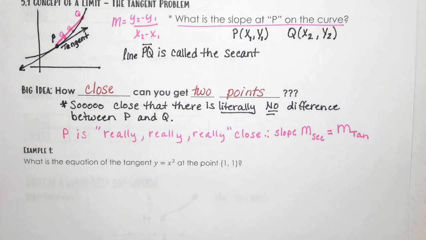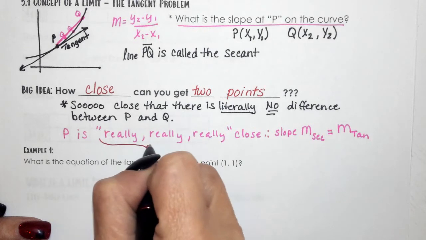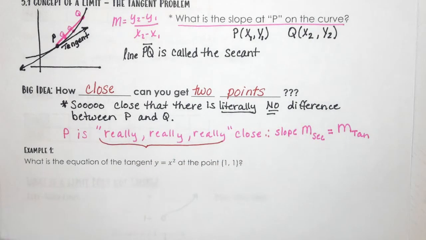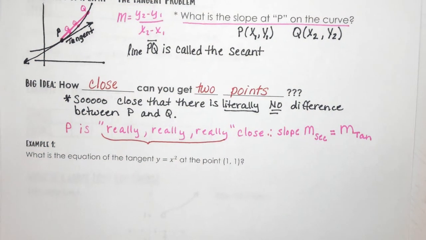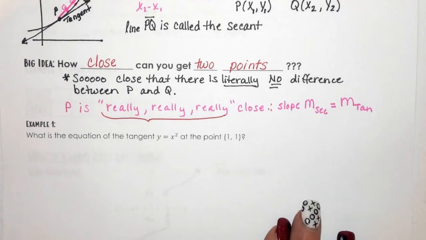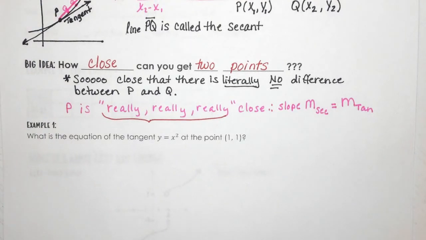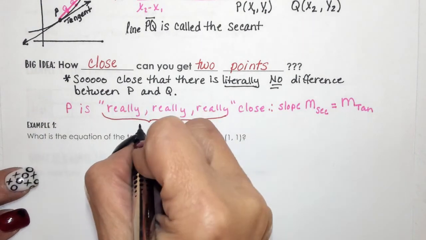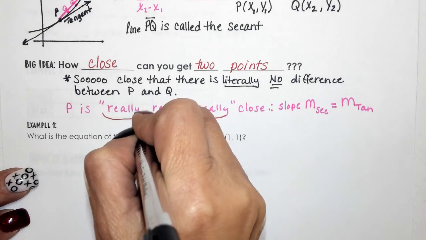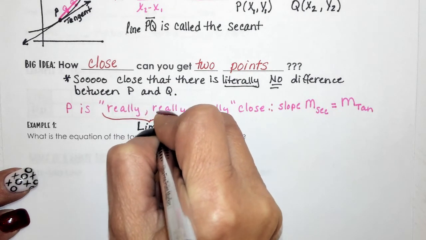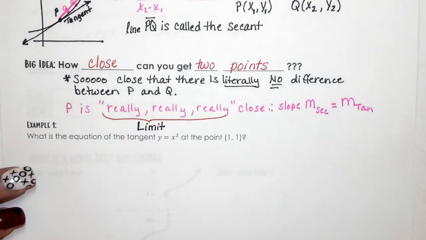Now, why this really, really, really close? When I talk about something being really, really, really close, this is the idea behind calculus. The idea behind calculus is that you are creating limits. When you talk about something getting really, really close, you're talking about a limit. And that's what we are creating here. We are creating limits. All right.